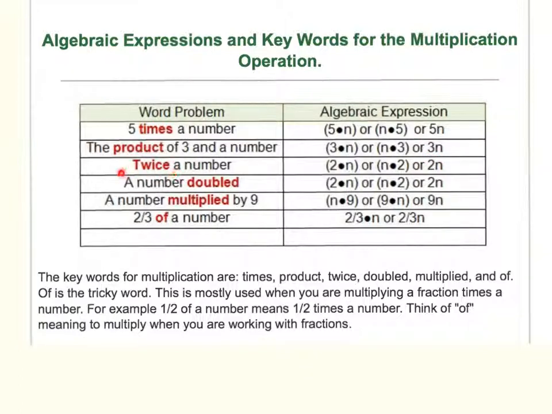Twice a number, that means 2 times a number, so that's 2n. A number doubled, so if you double a number, that's twice a number. A number multiplied by 9, looks like that. And 2/3 of, remember of means to multiply, so 2/3 of a number would be 2/3 n. So make sure you've noted this, and this is in your notebook. And let's go on to division.